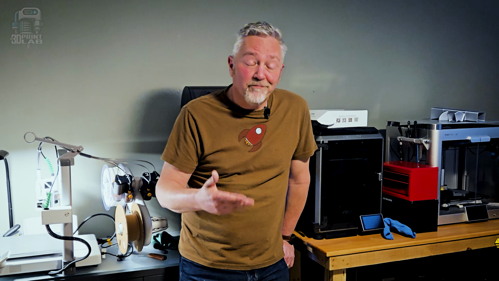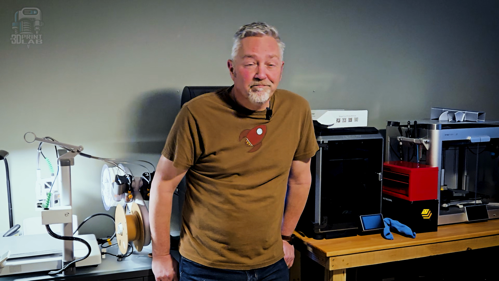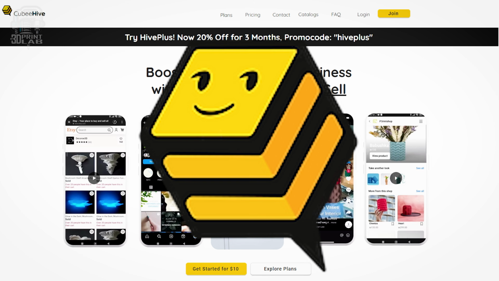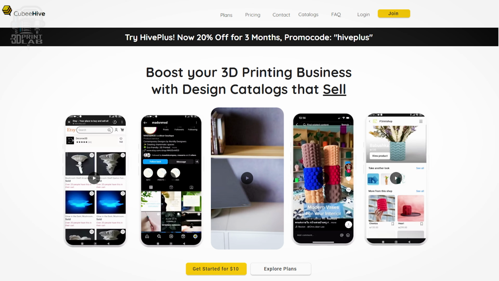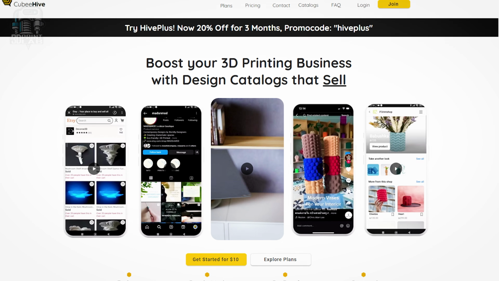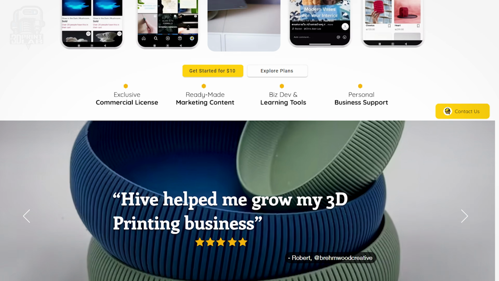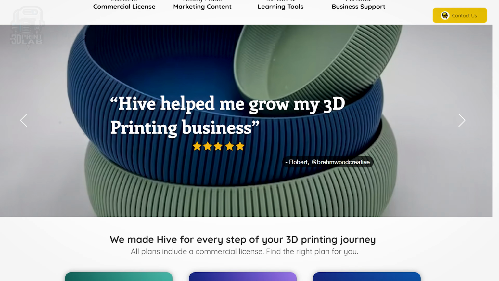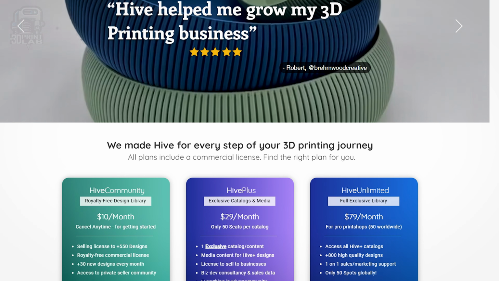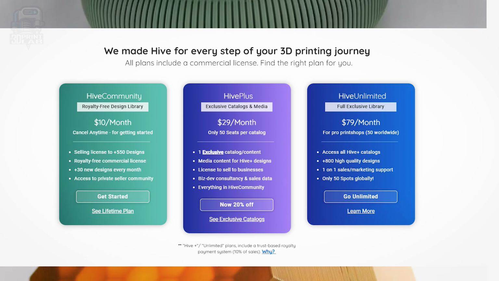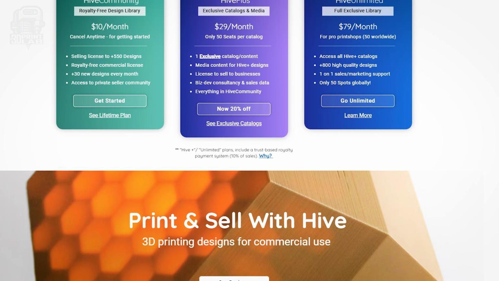But I still don't really know a lot about selling online. So, fortunately, there are websites online that can help me with that, like Cubee3D. I've been looking at Cubee3D's pages for quite a while. After I did some talking back and forth with them, they're going to let me test run their intro level, what they call the Hive community. The Hive community is really just scratching the surface of everything that they have to offer.